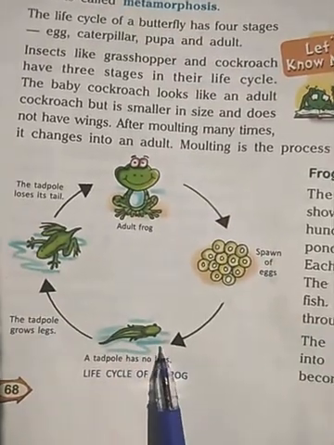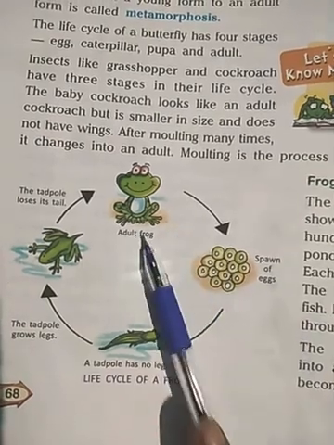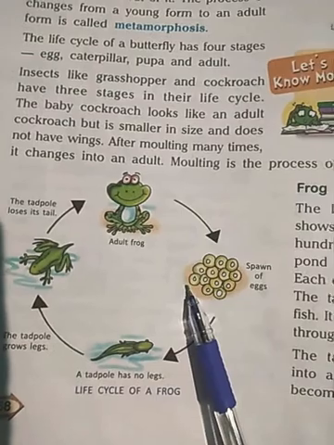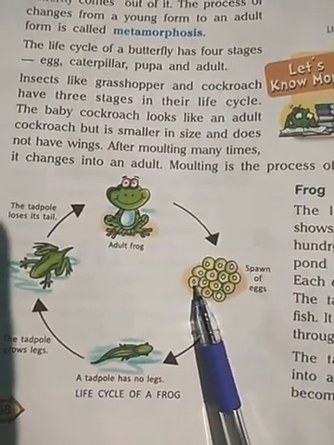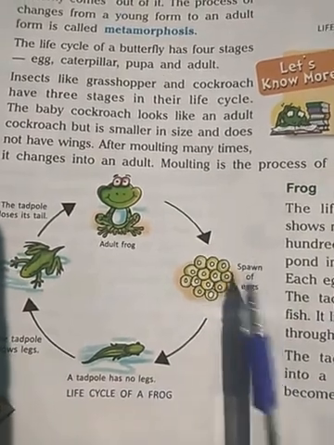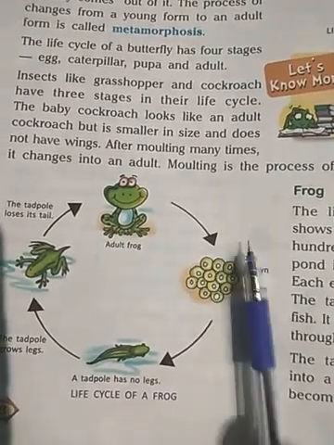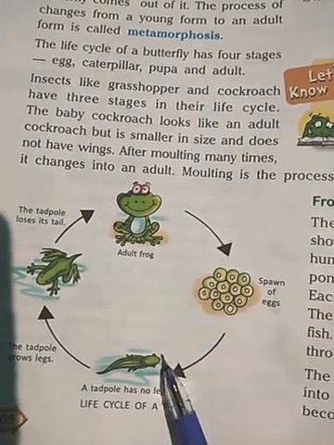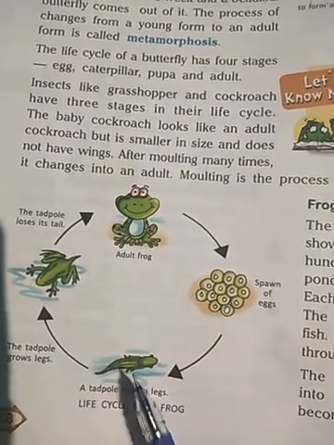Another example given here is the life cycle of a frog. As you can see, the adult frog has laid eggs. They lay eggs in hundreds and hundreds in a cluster. This group of eggs, the cluster of eggs, is called spawn. From the eggs comes out a fish-like structure. As you can see here, this is the fish-like structure. This is known as a tadpole.